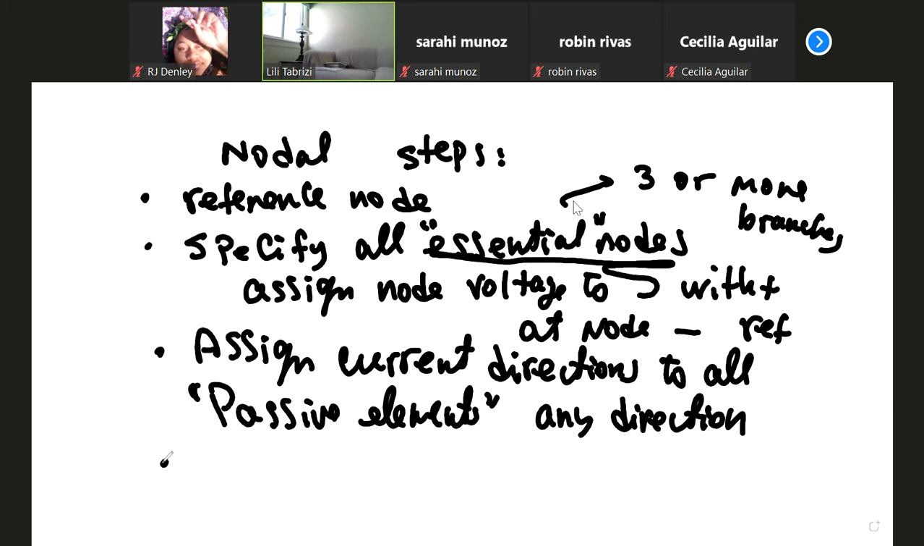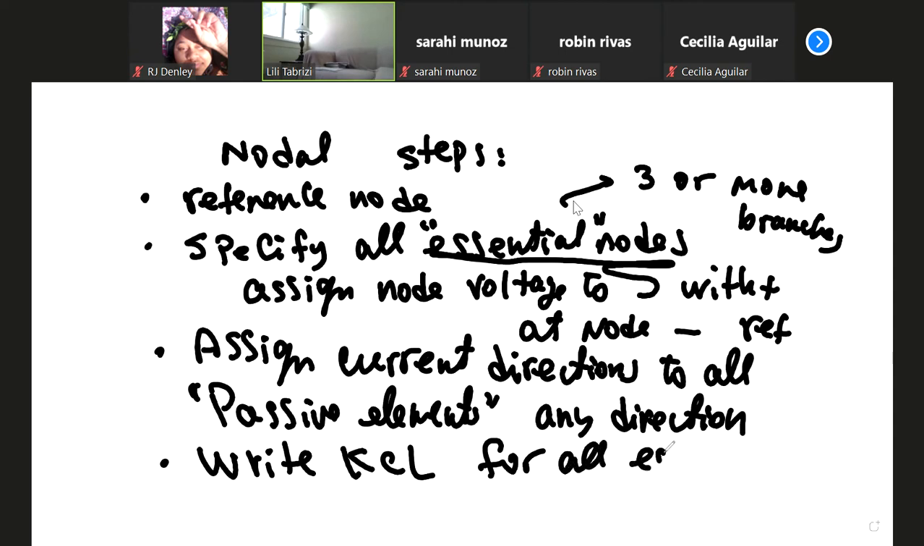Last thing is, write KCL for all essential nodes.